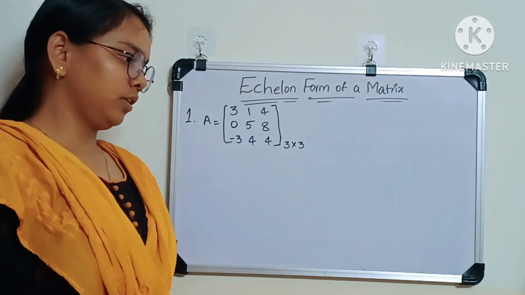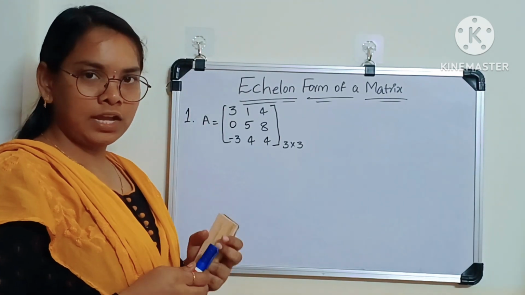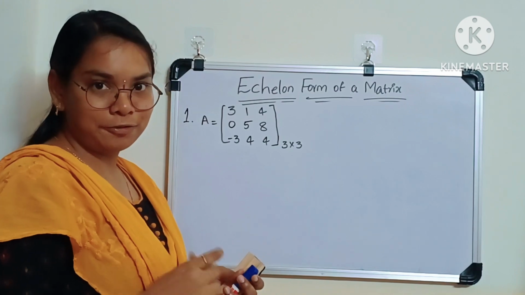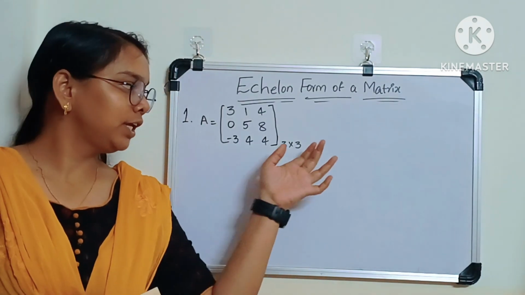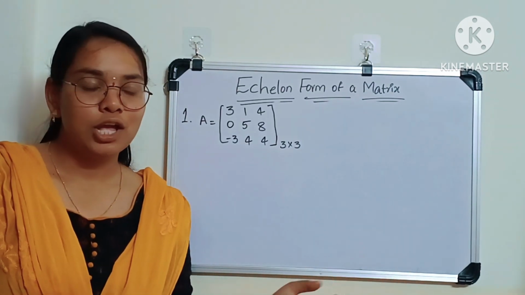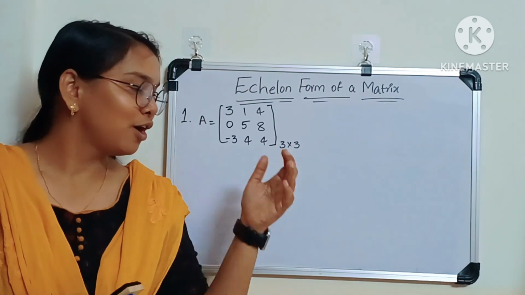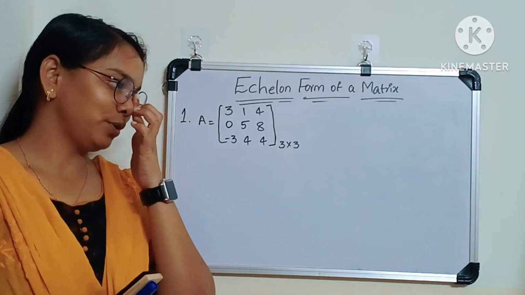Okay, I wrote the problem here. I hope it is clear to everyone. And one more thing I forgot to tell you: we have seen how to convert a given matrix into echelon form, but we have to know the definition of how to find the rank of the matrix. That is the question now. So I'll explain it here.